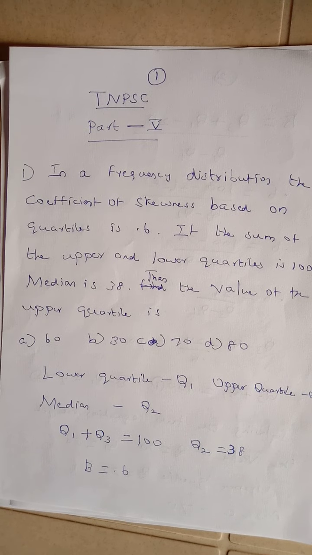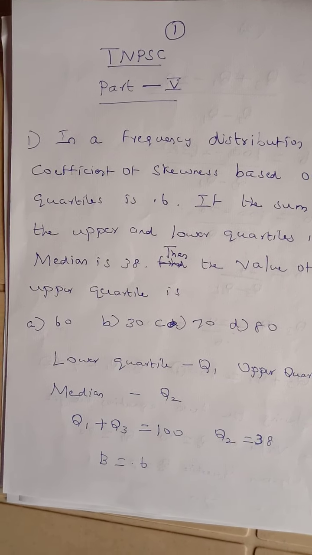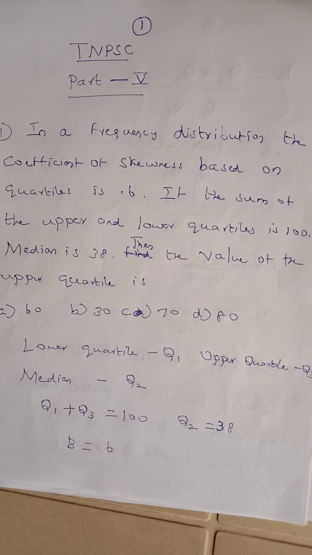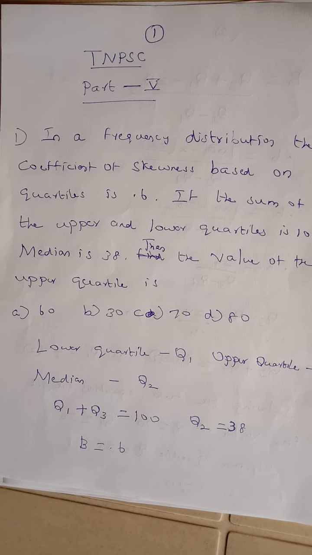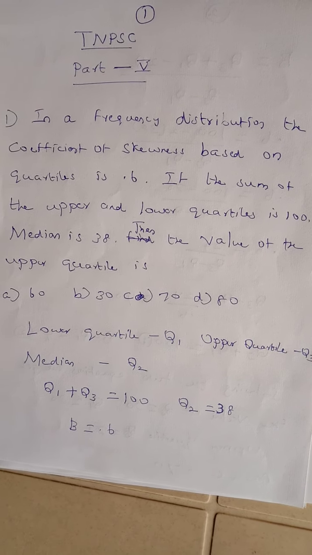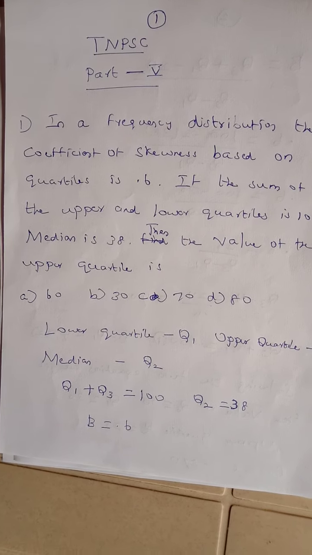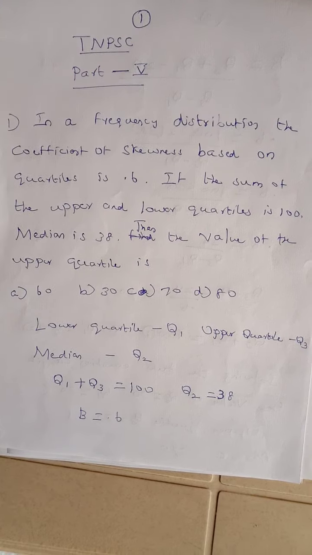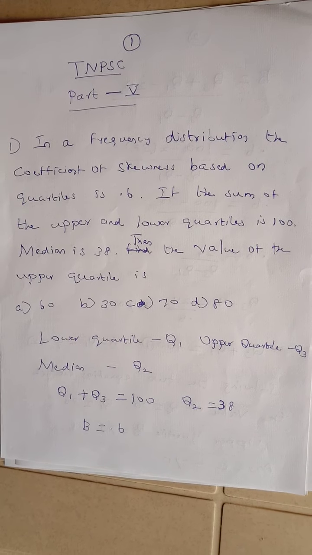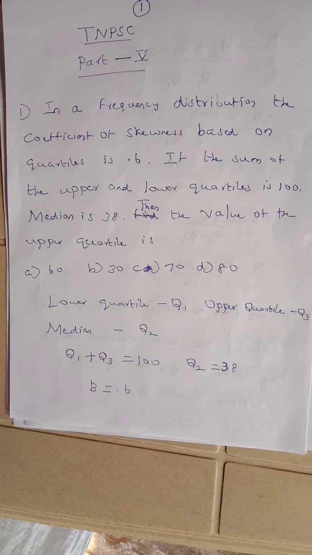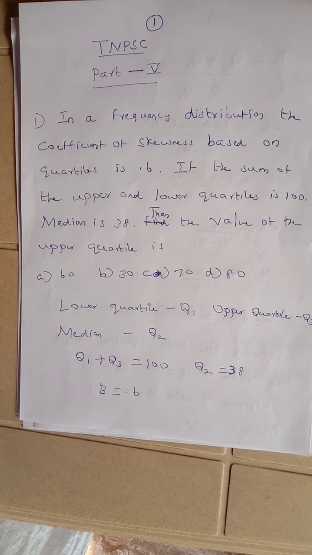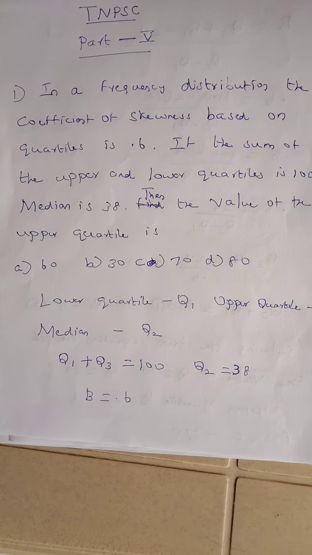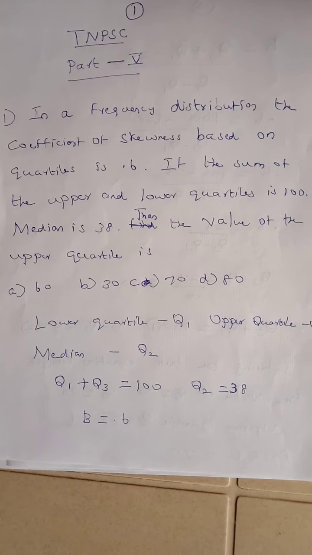Question number 1. In a frequency distribution, the coefficient of skewness based on quartiles is 0.6. If the sum of the upper and lower quartile is 100 and median is 38, then the value of the upper quartile is. So we should know the notations. Lower quartile is denoted by Q1, upper quartile is denoted by Q3, median is denoted by Q2. It is given that the sum of the upper quartile and lower quartile is equal to 100. So Q3 plus Q1 is equal to 100 and median Q2 is equal to 38. We need to find the value of upper quartile Q3.